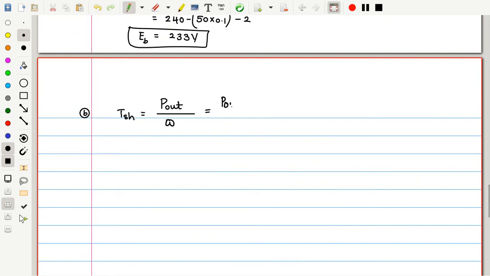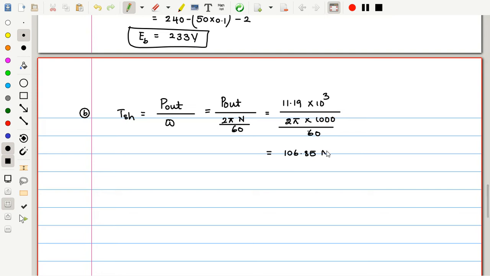So the total output power is the mechanical power, divided by 2 pi N by 60. It is given that the output power is 11.19 kilowatt. So 11.19 times 10 power 3, divided by 2 pi into speed, given as 1000, divided by 60. So you simplify this. Let us see how much we get. This is 106.85 Newton meter. The torque units are Newton meter.